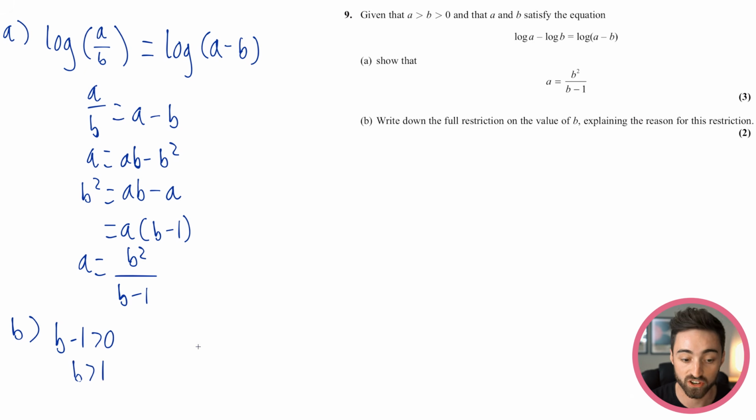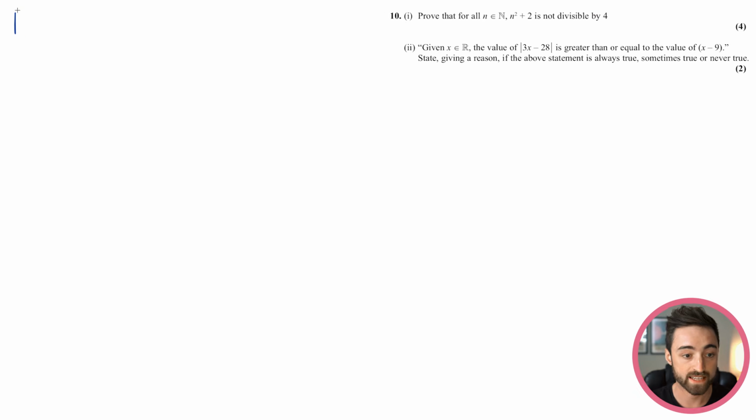So the full restriction on b is actually b is less than a, and it's greater than 1. Cool. Question 10. Looks like we have some proofs on our hands. Okay, so prove that for all n a natural number, n squared plus 2 is not divisible by 4. Okay, so I feel like there's going to be quite a few ways to prove this.